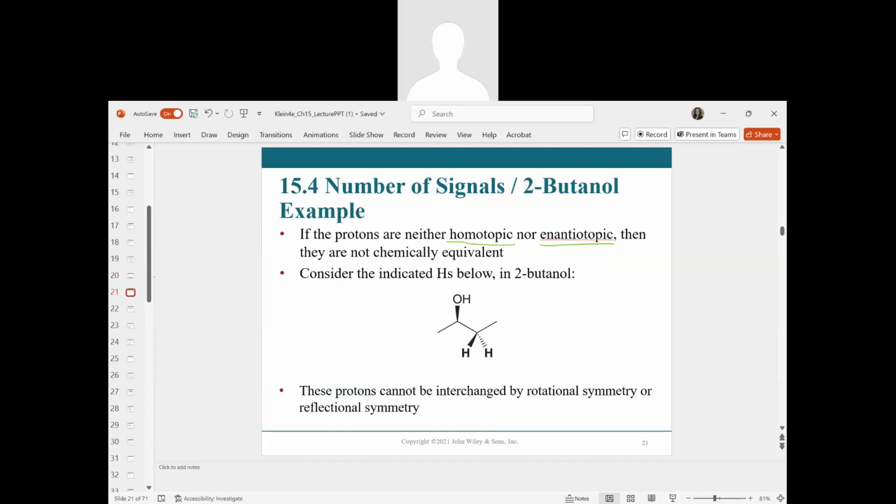So let's take a look here at our 2-butanol. This is the structure of our compound 2-butanol. And we can see that on this wedge here, we have this hydroxyl group. So this proton that is on this wedge would have a different chemical environment than this proton that's on a dash. It's not in the same plane. Because these protons cannot be interchanged by rotational symmetry or reflectional symmetry, we would note distinct signals. So these are, again, not chemically equivalent protons in this compound.